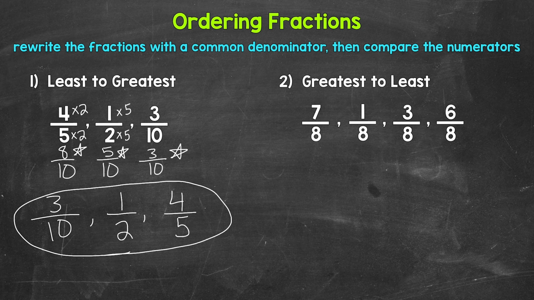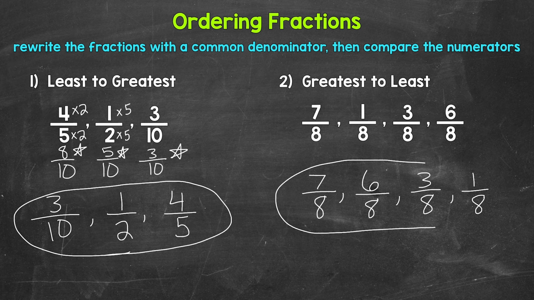Let's move on to number 2, where we actually already have a common denominator of 8, and we need to put these in order from greatest to least. Now, we won't spend too much time on this one, but I did want to include an example with a common denominator. If we already have a common denominator, like number 2, all we need to do is compare the numerators in order to put them in order. The greatest is going to be 7/8, then 6/8, then 3/8, and then the least is going to be 1/8.